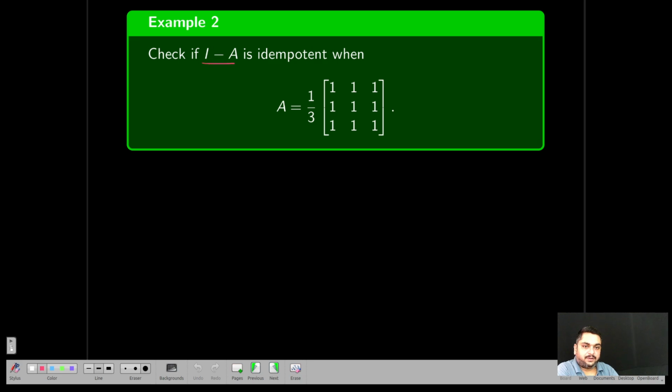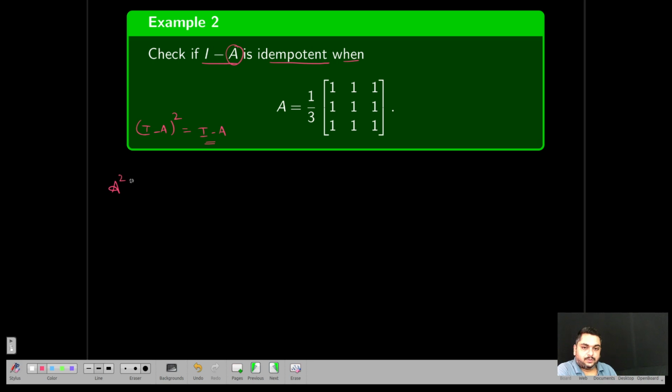One more example. Check if I minus A is idempotent. You need not convert it to I minus A and then check. What is idempotent they are saying? If I minus A whole square is equal to I minus A, and if it is true, then I minus A is idempotent. But to solve this, it will take much time. So what the property says is, if A is idempotent, then definitely I minus A will be idempotent. That is a property. So let us check A square is equal to A or not.